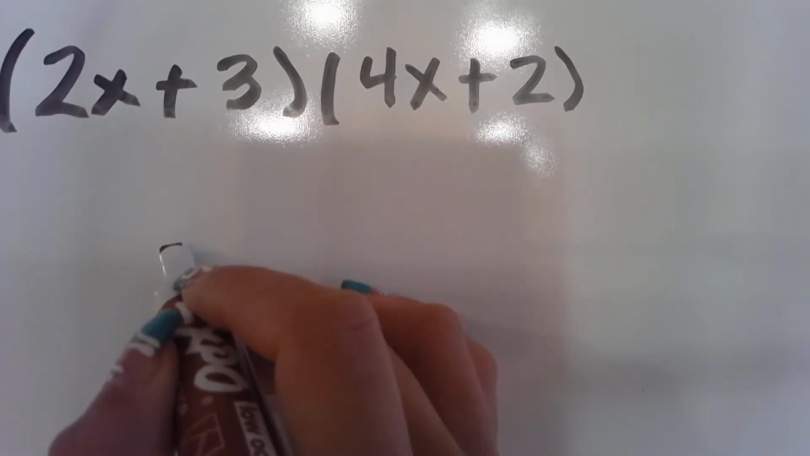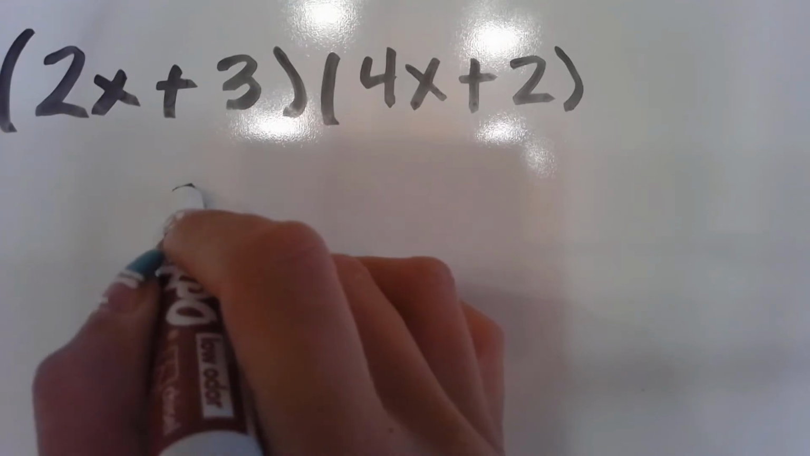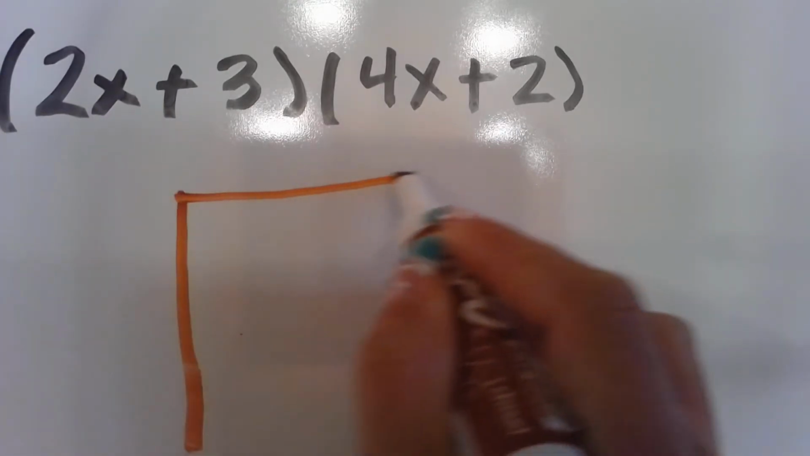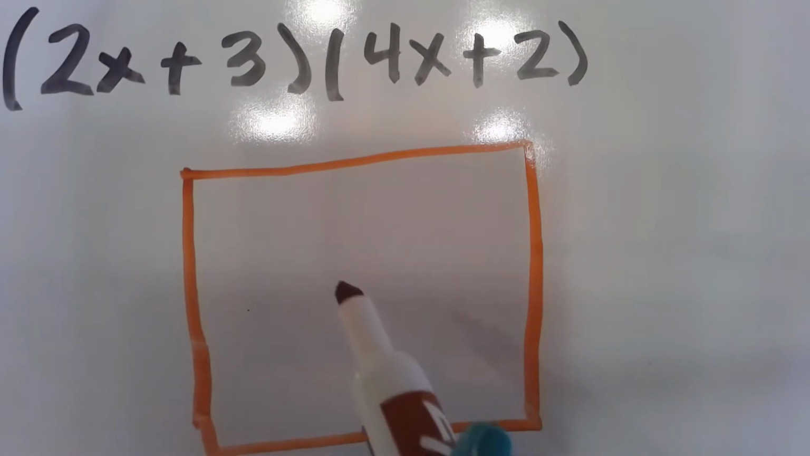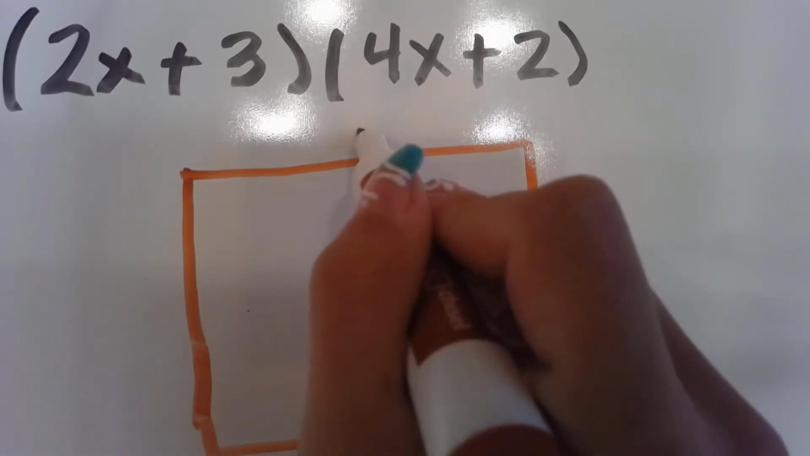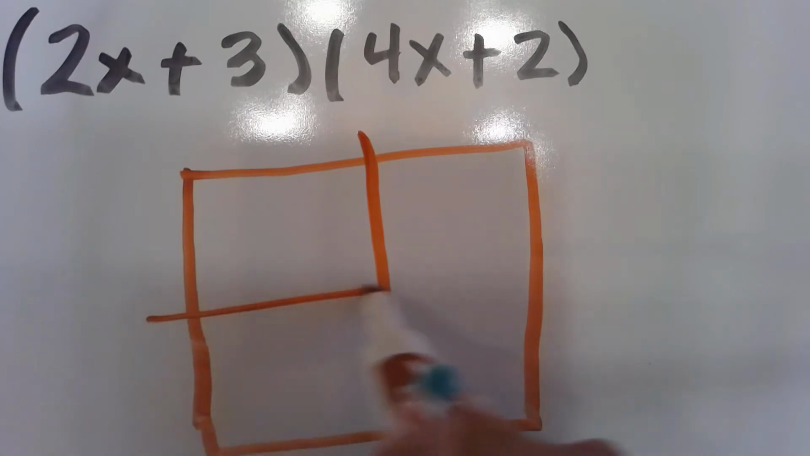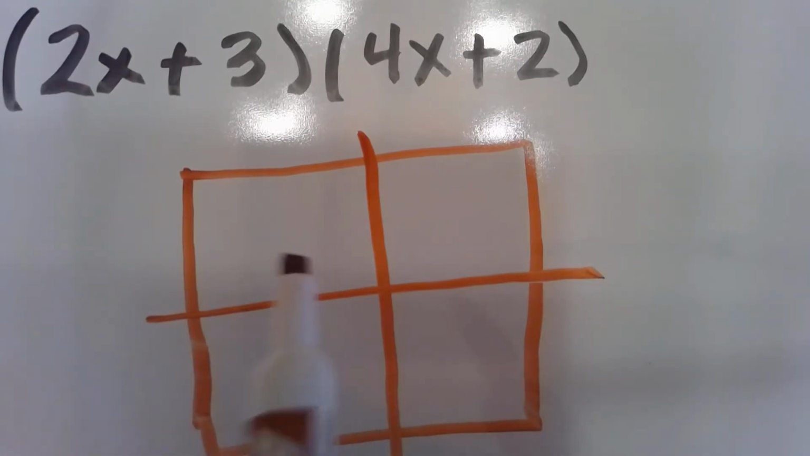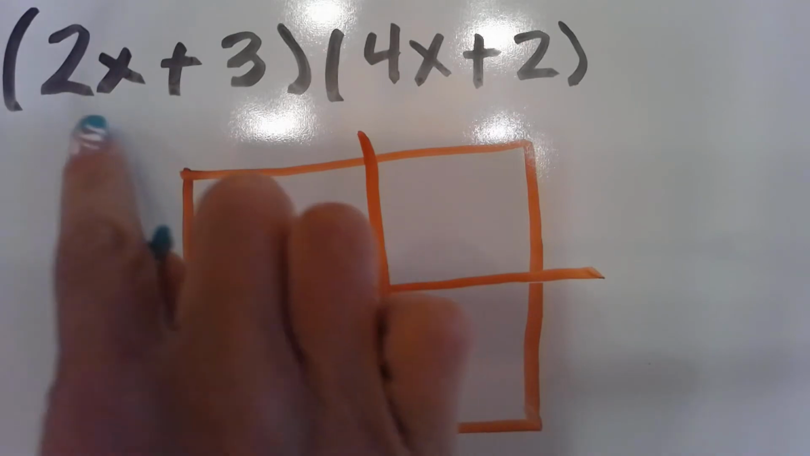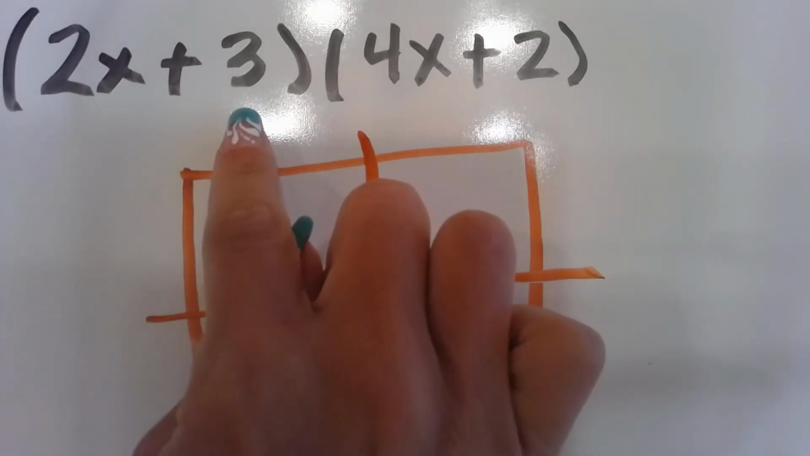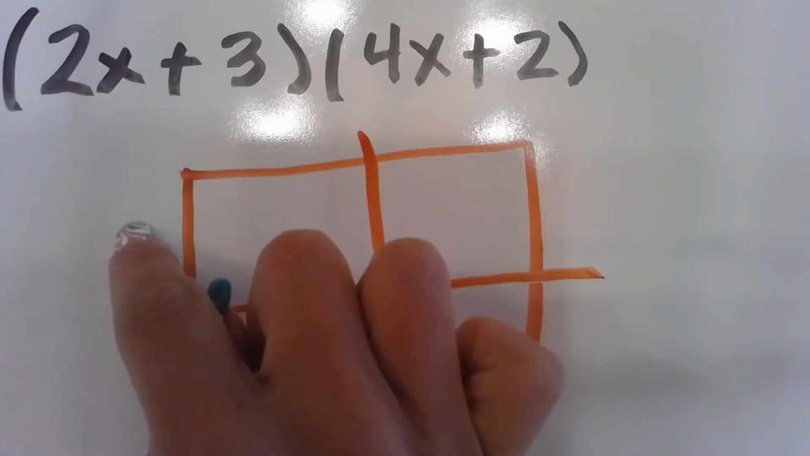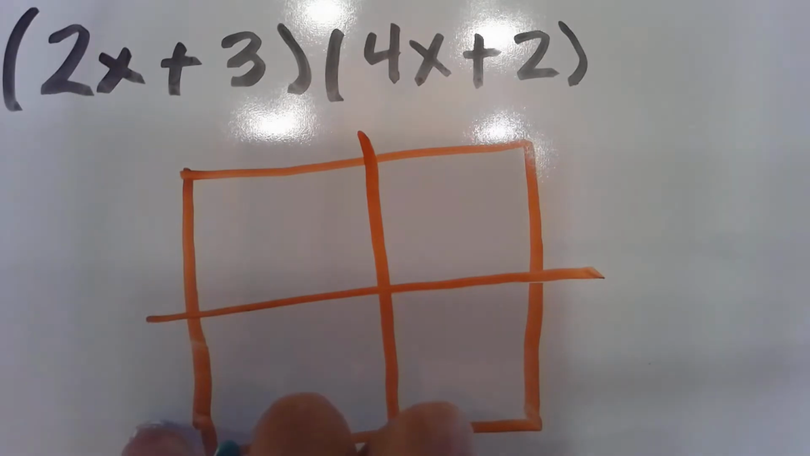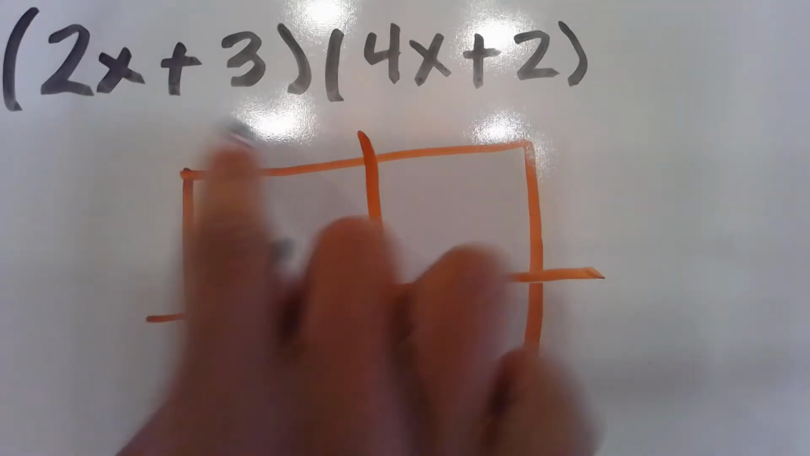So let's go ahead and draw our box. So I'm going to go ahead and just draw my box. And I'm going to go ahead and divide our box into 4 quadrants. What I'm doing here is I know I have these 2 pieces, these 2 terms in my binomial, so I want to make sure that I have enough room and enough spaces to actually write these 2 pieces.